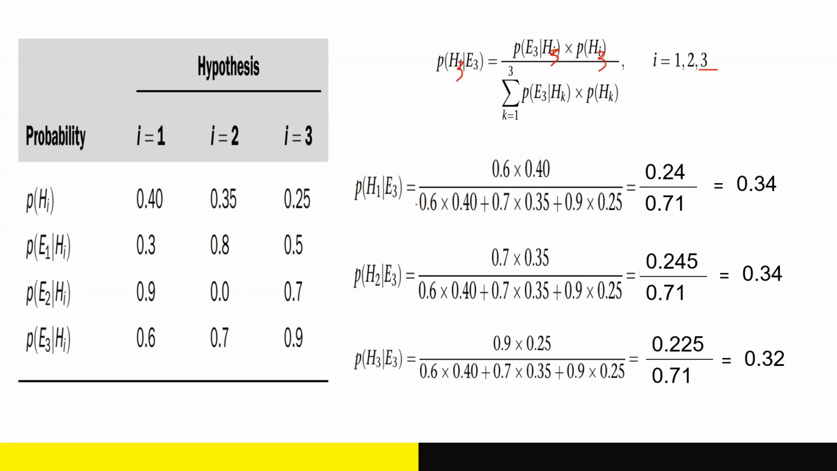So the probability of hypothesis 3 given evidence 3 is equal to the probability of evidence 3 given hypothesis 3, so we have 0.9 multiplied by the probability of hypothesis 3, which is 0.25. 0.9 multiplied by 0.25 is 0.225, divided by 0.71, since it is the same process as before. So the answer is 0.32. So makikita po natin na both hypothesis 1 and hypothesis 2 given evidence 3 is the same lang po yung result. And then the probability of hypothesis 3 given evidence 3 is malapit-malapit po siya sa hypothesis 1 and hypothesis 2.